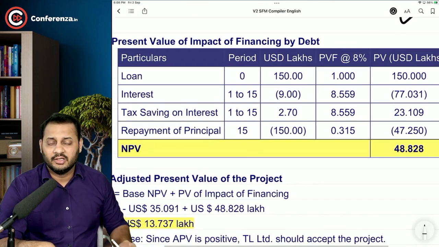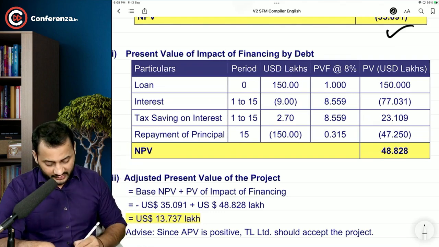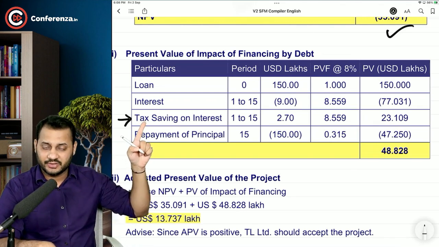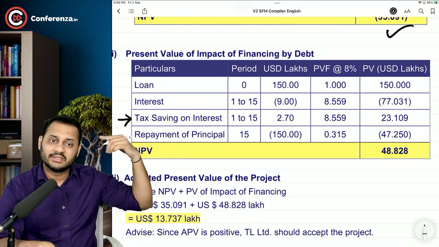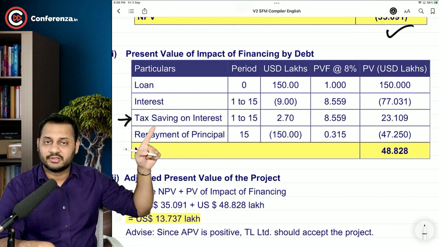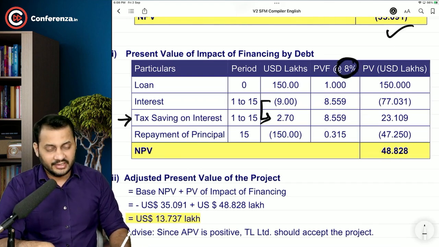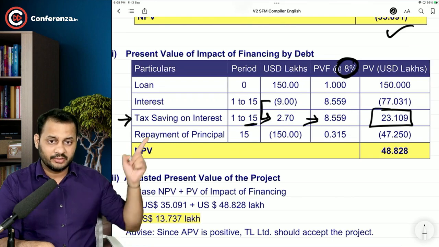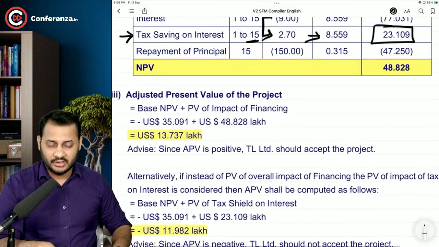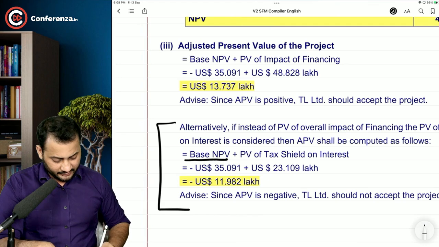If you come to this point, they have given an alternative answer. I will just show you what exactly is used everywhere. This is the only factor which is required: tax saving on interest. Loan is not required, interest is not required, repayment of principal is also not required. All of them get cancelled with each other. So tax saving on interest is 9 multiplied by 30%, discounted at 8%, that's 8.559. So the tax saving on interest for the 15 years, you remember 15 years, comes to 23.109. So if you follow this, this is the base case NPV plus the present value of tax shield on interest. So this is the outflow.